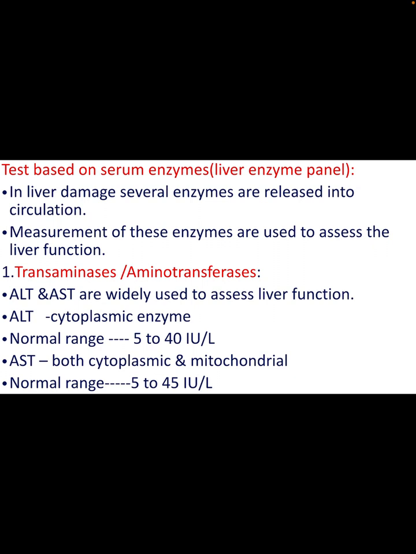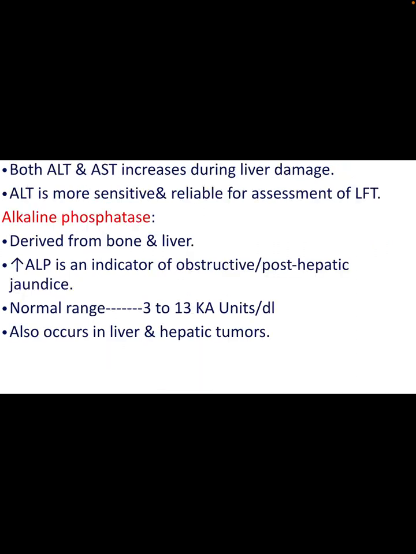What about transaminases? Two main transaminases are there, ALT and AST. Both are widely used to assess liver function. ALT is a cytoplasmic enzyme and its normal range is 5 to 40 IU per liter. AST is both cytoplasmic and mitochondrial and its normal range is 5 to 45 IU per liter. Both ALT and AST increase during liver damage, but ALT is more sensitive and reliable for the assessment of LFT than AST.